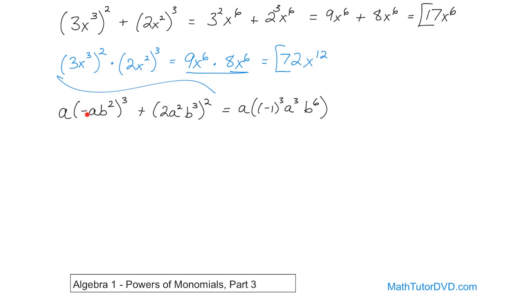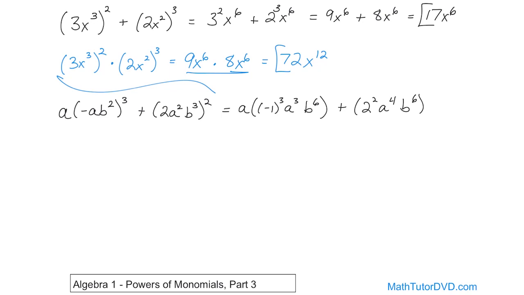This is really negative 1 out here, so you apply this to the negative 1, cubing it, then to the a, cubing it, and then when you get here, 3 times 2 gives you 6. That's probably a cleaner way to think about it. And then for the second term, you'll have 2 raised to the power of 2, and then a raised to the power of 4, and then b raised to the power of 3 times 2 is 6.